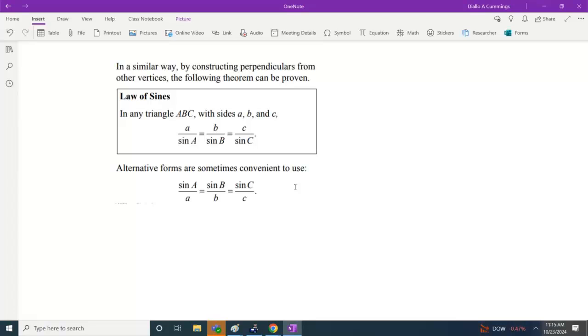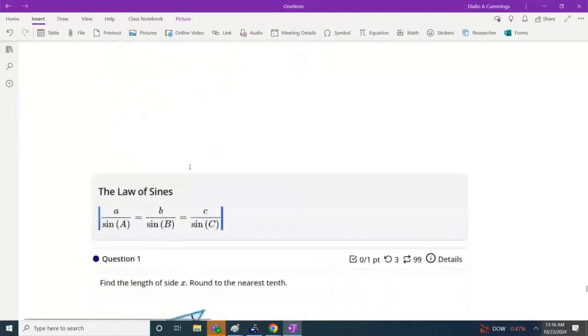Now, you may see this formula written in alternative ways. The alternative way is you could put your angle measures in the top and your side lengths in the bottom. There is no right or wrong way to set up your proportion. However, you have to be consistent. If you're putting angle measures in the numerator, make sure all of your angle measures are in the numerator, and if you're putting side lengths in the numerator, make sure all side lengths are in the numerator. All right, so here is an example.